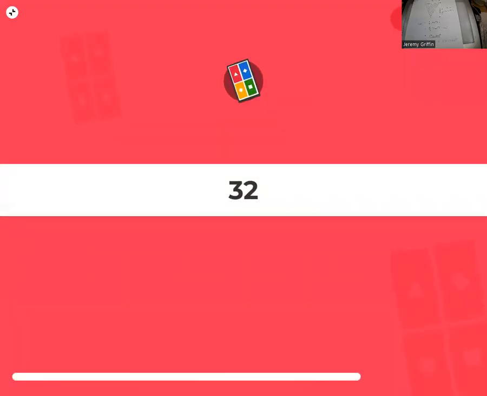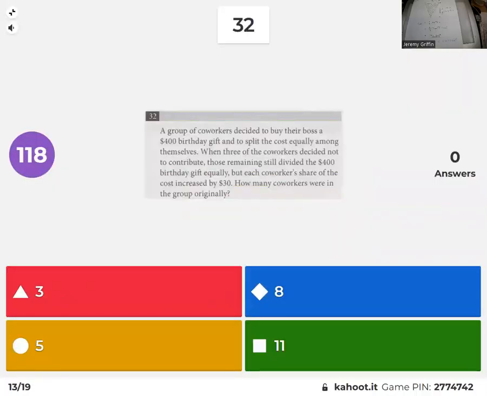Number 32. A group of coworkers decided to buy their boss a $400 birthday gift and to split the cost equally among themselves. When 3 of the coworkers decided not to contribute, the remaining coworkers divided the $400 birthday gift equally, but each had to increase their share by $30. How many coworkers were in the group originally?